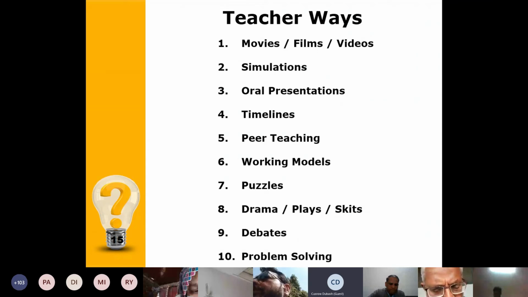Drama, play, skits is आपने एक स्टोरी पढ़ी है, एक पोयम पढ़ी है, बच्चों से कहें 5 मिनट की एक स्किट इस पे करके दिखाएं. कोई 15 मिनट का ड्रामा कर दे.